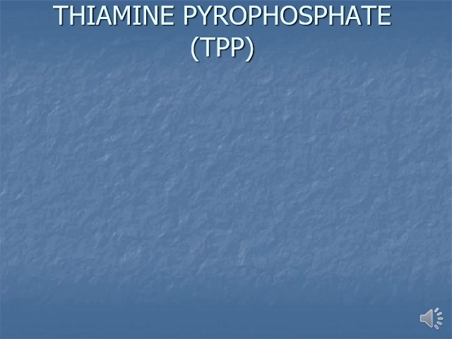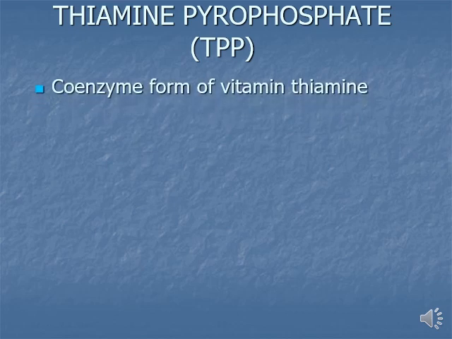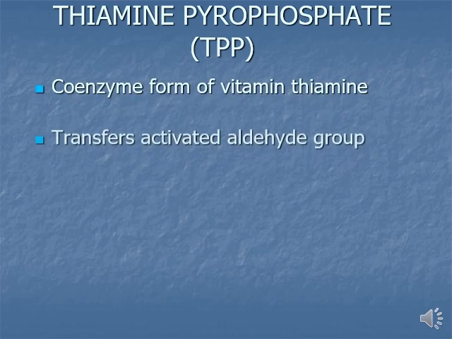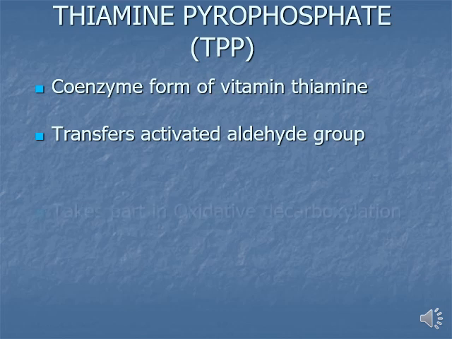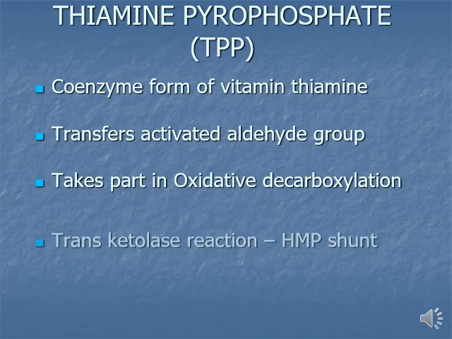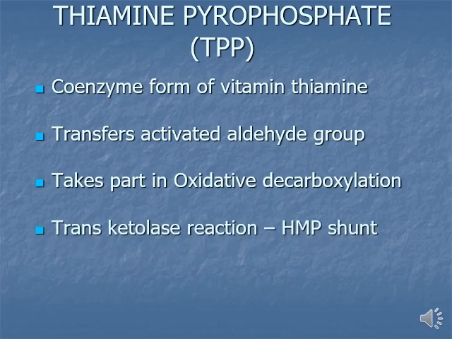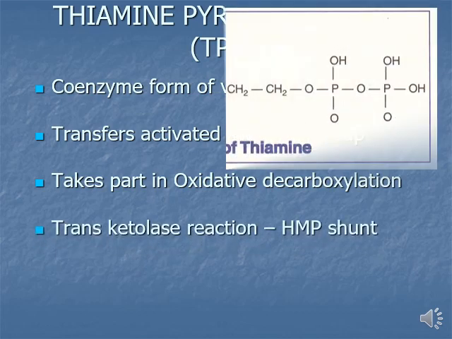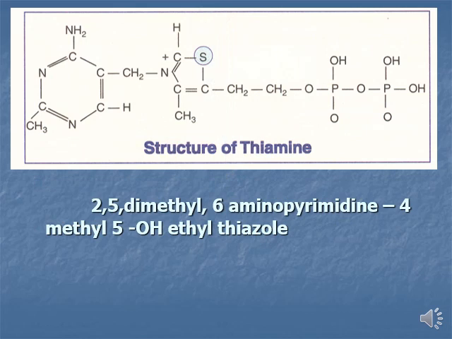Thiamine pyrophosphate. It is the coenzyme form of vitamin thiamine. It transfers activated aldehyde group. It takes part in oxidative decarboxylation reactions and transketolase reaction in HMP shunt. This is the structure of thiamine, which is also known as 2,5-dimethyl 6-aminopyrimidine 4-methyl 5-hydroxyethyl thiazole.